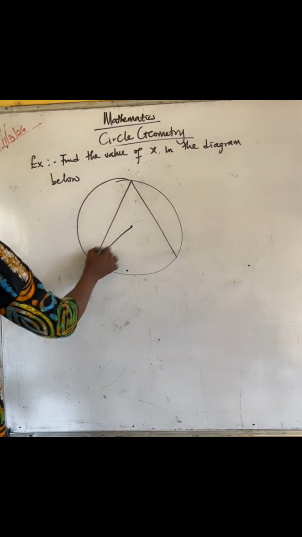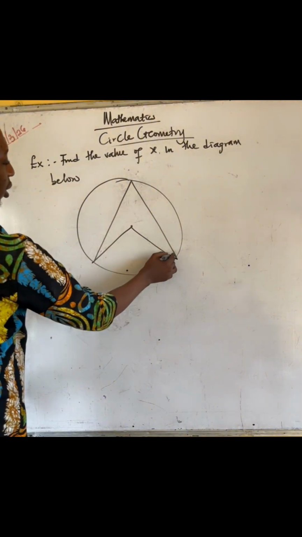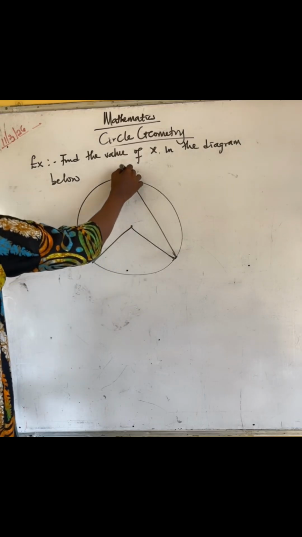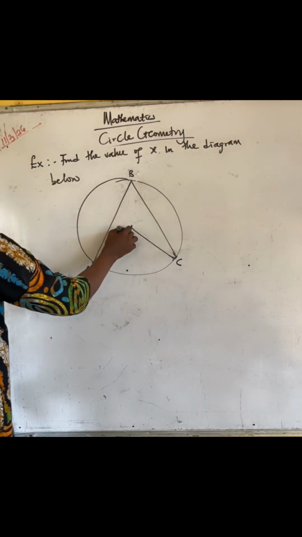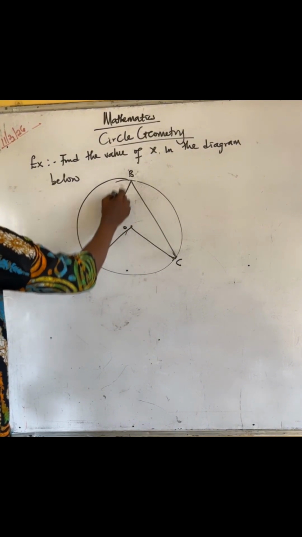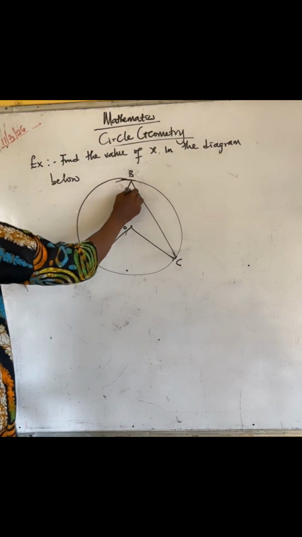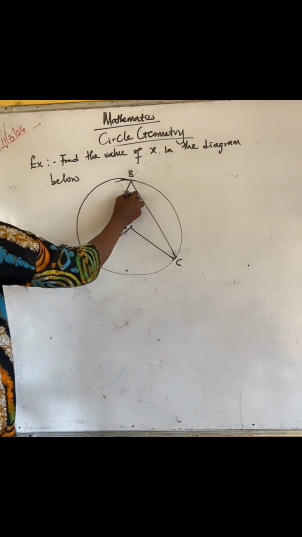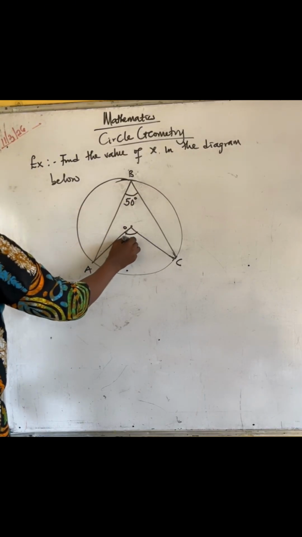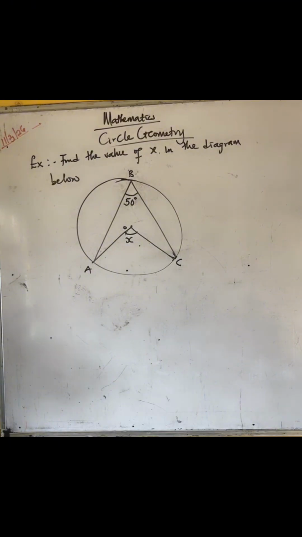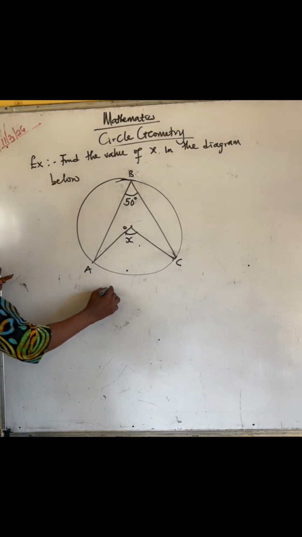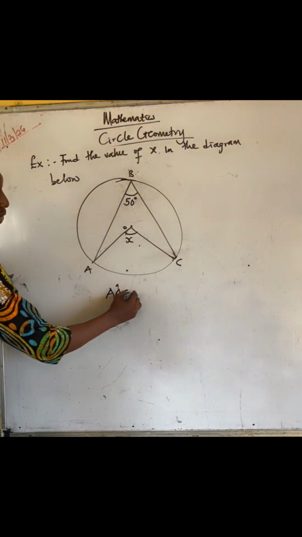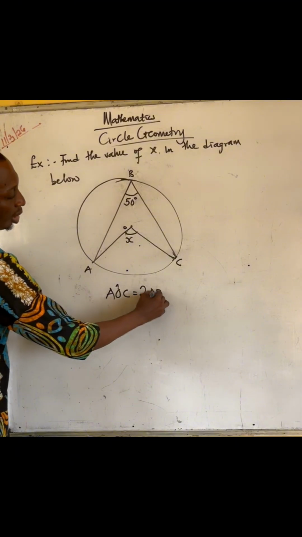Then I have a center. Then I have B, I have E, I have C. Then I have my center O. So then in that diagram, this is 50 degrees. Then you have to find the value of angle x. So in this kind of question, how do I get my angle x? Very easy. Don't forget the rule says angle at the center, angle AOC is twice angle at the circumference.